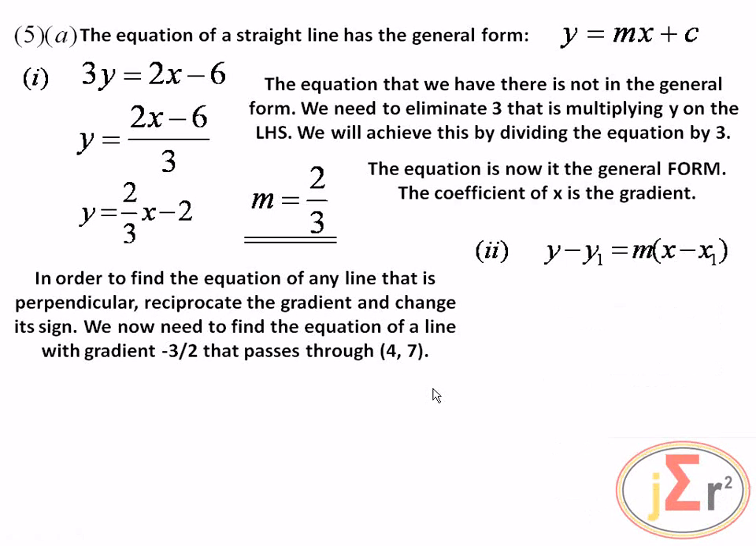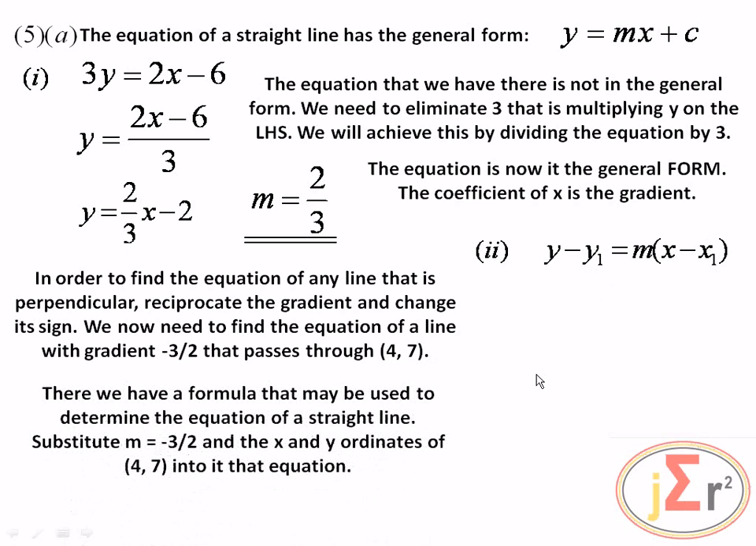So y minus y1 is equal to m times x minus x1 is a general formula that we use sometimes in finding the equation of a straight line. We know that m is the gradient, y1 is the y ordinate and x1 is the x ordinate. So making that substitution, we have y minus 7 is equal to -3/2 (x minus 4).